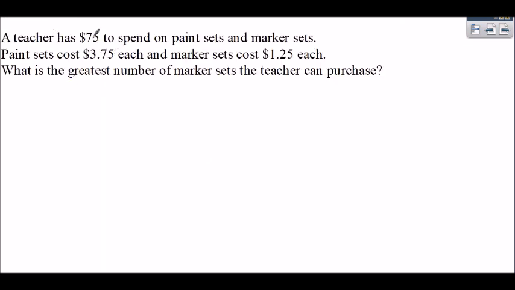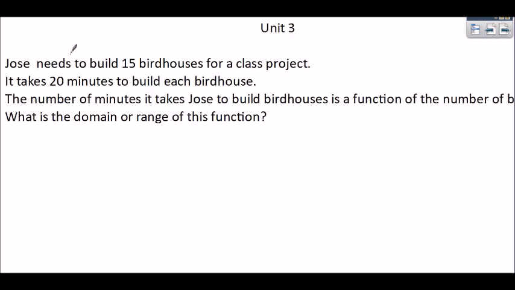The teacher has $75 to spend on paint sets and marker sets. The paint sets cost $375 and the marker sets equal $1.25 each. What's the greatest number of marker sets the teacher could purchase? So for this case, the paint set is just to distract us. Then it's just 75 divided by $1.25, 60.